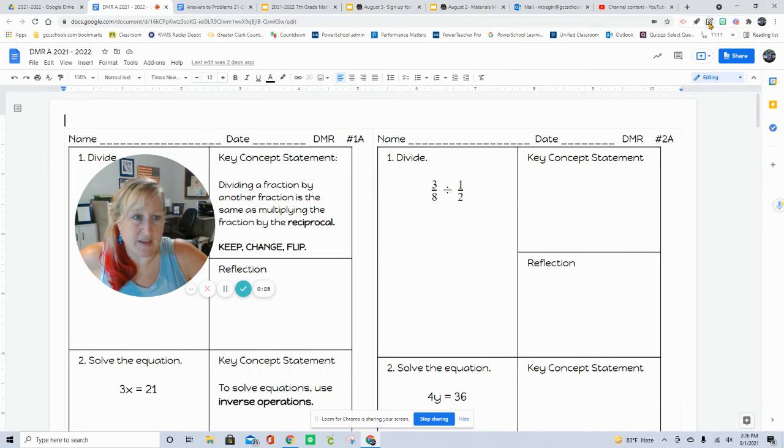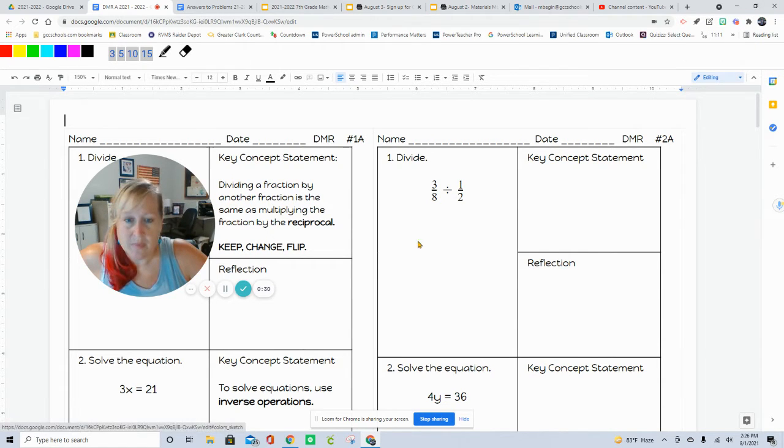So let's put that into application. I'm going to keep 3/8. I'm going to change division to multiplication. Then I'm going to flip 1 over 2 to 2 over 1. You'll end up with 6 over 8.